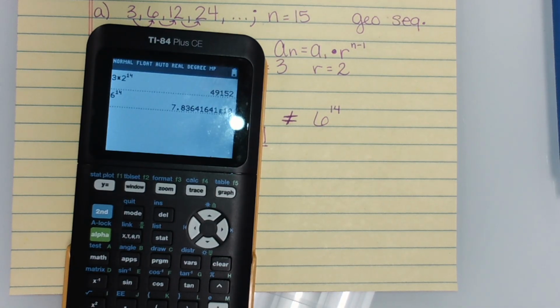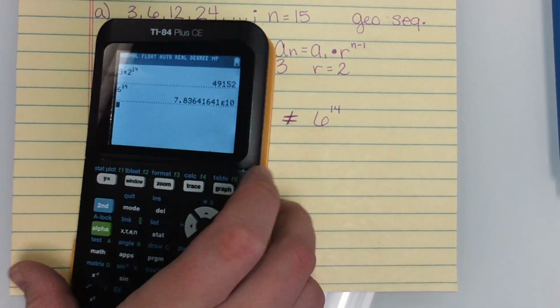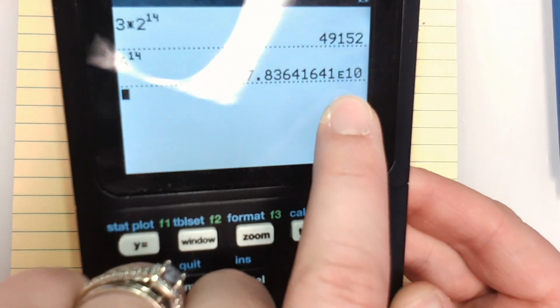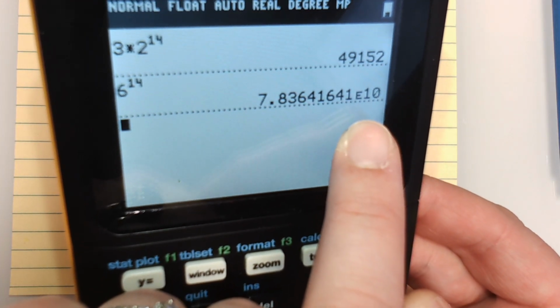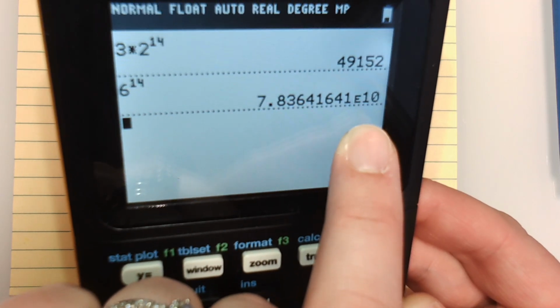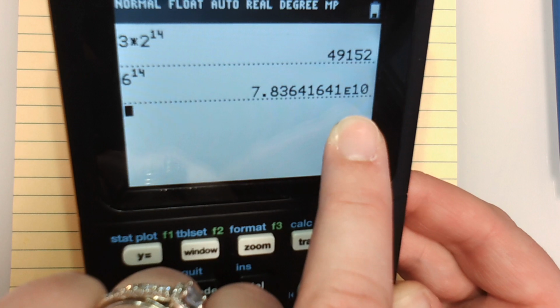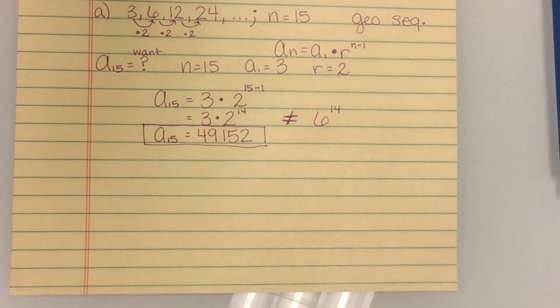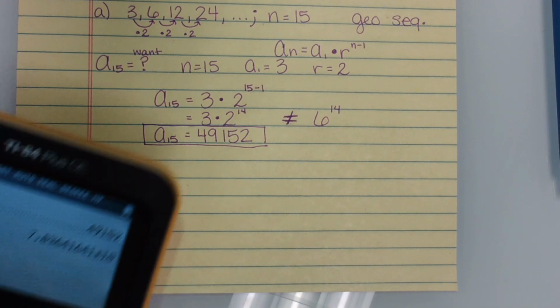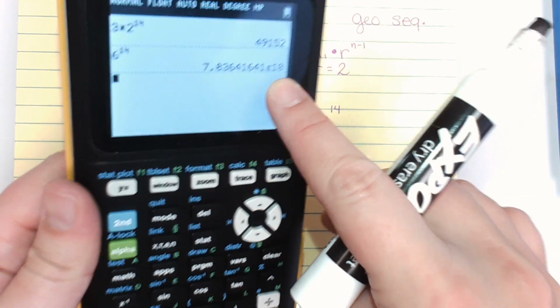And if I put 6 to the power of 14 into my calculator, all of a sudden it gives me this. What's it mean when I see that, by the way? There are 10 more numbers behind. Times 10 to the power of 10. That's what that E tells us. So this particular one would have been 7.8364161 times 10 to the 10th power. It's always times 10 when it's the E, and the number it gives you is the exponent.